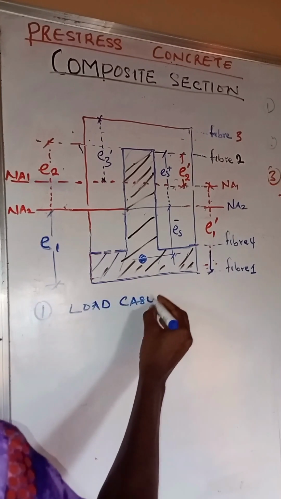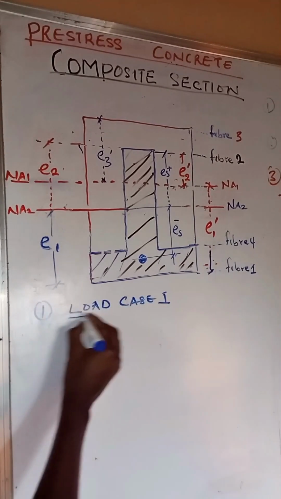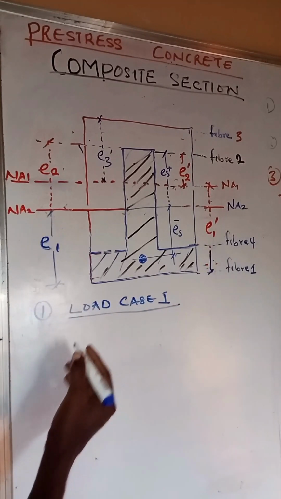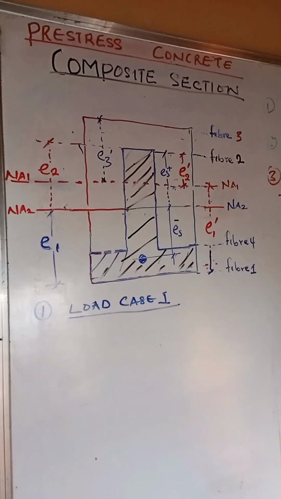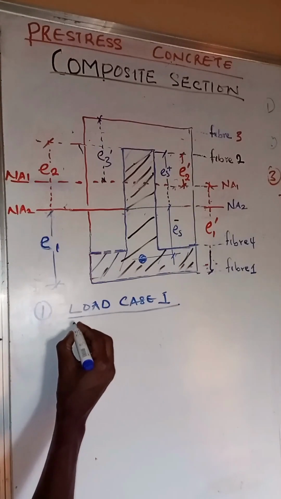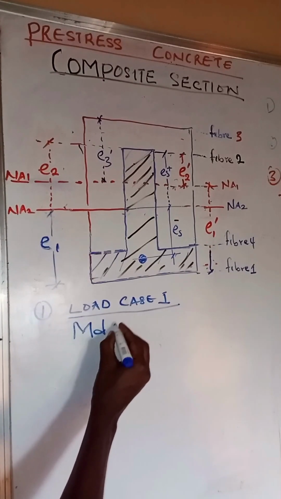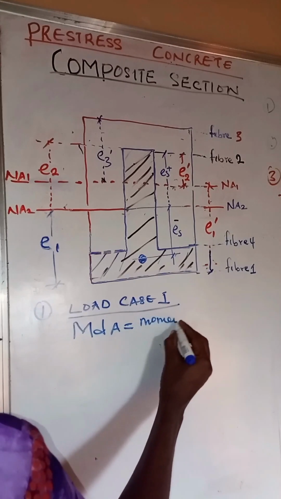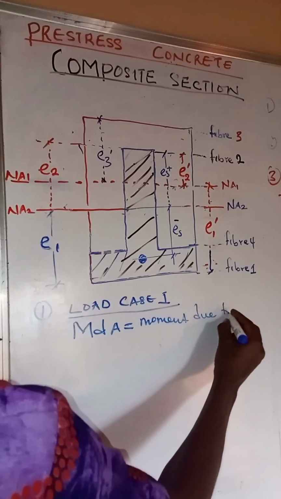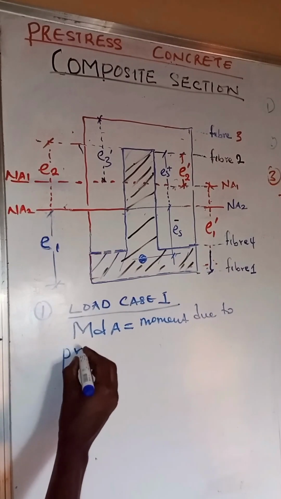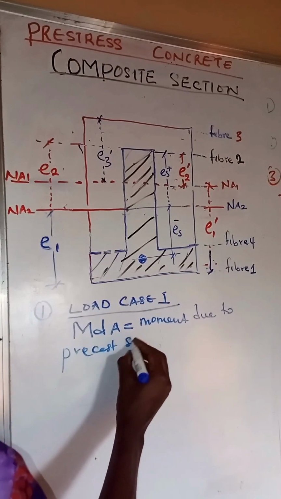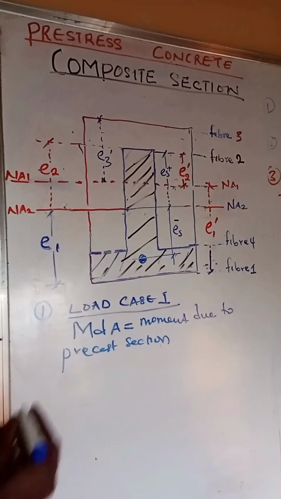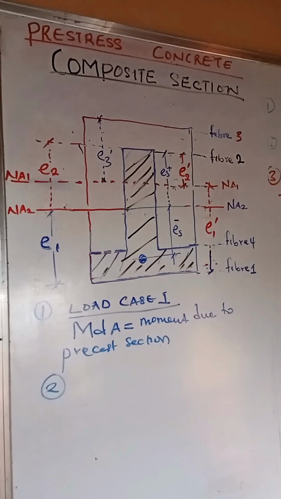We have load case one. Under load case one, we are going to have our load due to self-weight of precast section. We call that MDA, which is equal to moment due to precast section. All right. So the next we're going to have is number two.